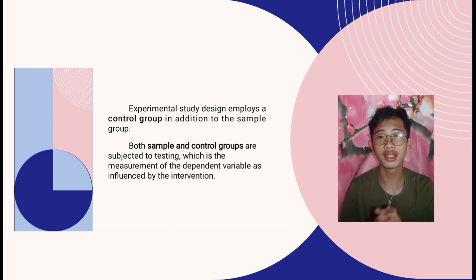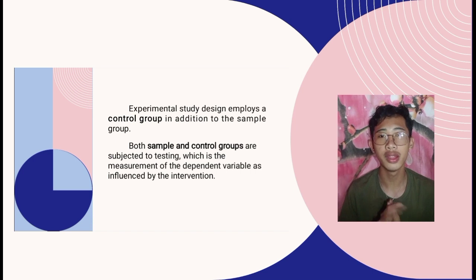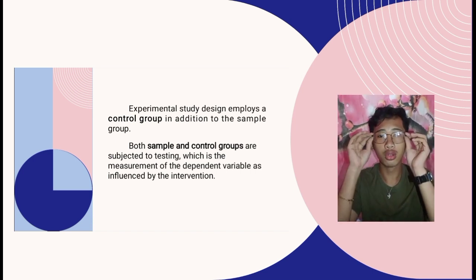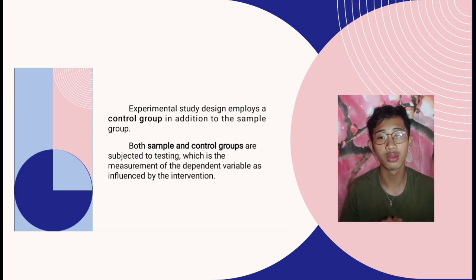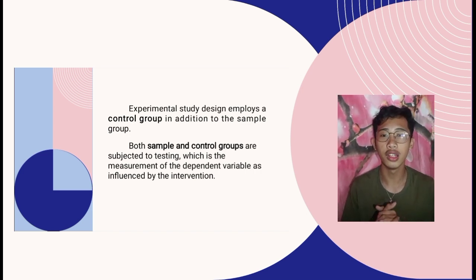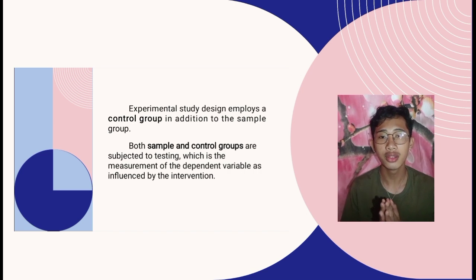So the experimental study design employs a control group in addition to the sample group. The control group serves as the baseline where the researchers may compare results to. Both sample and control groups are subjected to testing, which is the measurement of the dependent variable as influenced by the intervention.